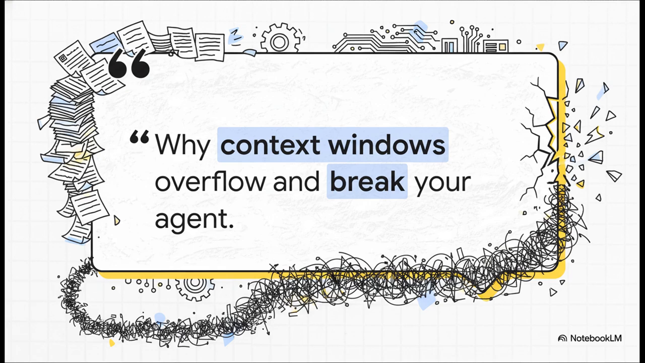And that brings us to the huge weakness of relying only on that short-term post-it note. See, when a conversation gets too long, that context window literally overflows. It runs out of space. And when that happens, the AI, well, it starts to break.